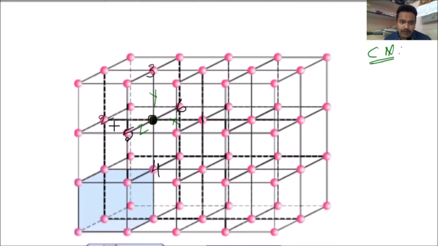Counting, what is the count here? 1, 2, 3, 4, 5, 6. So for this black color atom, the coordination number will be 6. This is the definition of the coordination number.